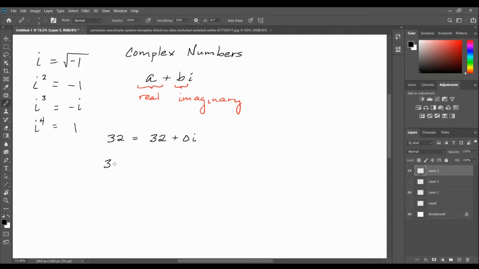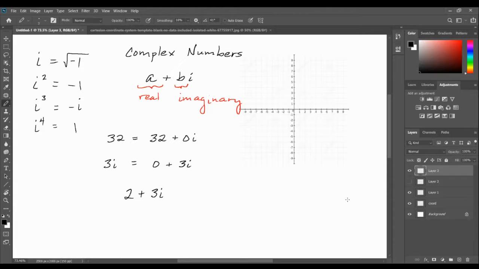I could write 3i in this format, that's 0 plus 3i. So you can see we can write any number in this complex number format. It's real common to see something like 2 plus 3i as our complex number.